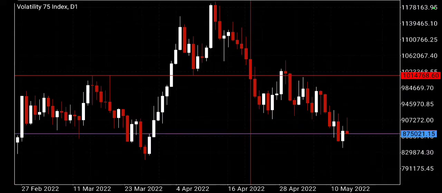Yes, I found one here on VIX 75, volatility 75. So this is the area that I want us to look at. Here, the price did this, it got rejected, it went up. As much as we are moving to the upside, I want to show you something. Yes, we are moving to the upside, and then I said the price can move like this.